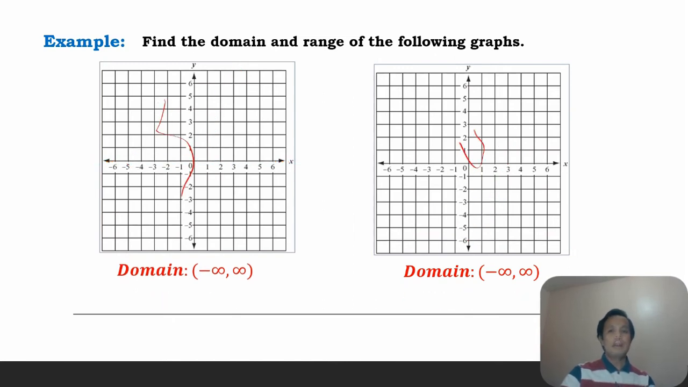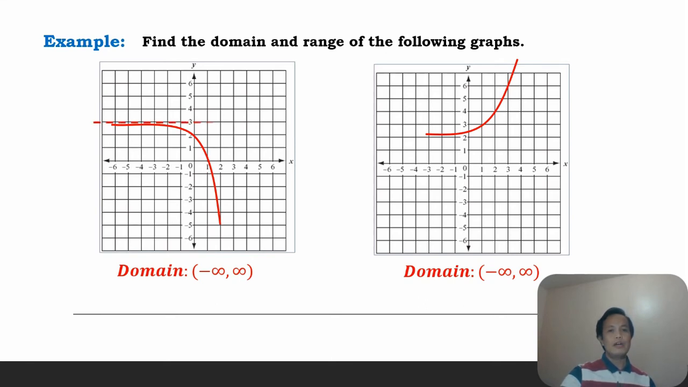Now, still we have, again, the domain is negative infinity up to positive infinity, because as I've said, in whatever kind of graph of exponential function, the domain stays the same. So they will only differ with the range. For example, we will have this graph.